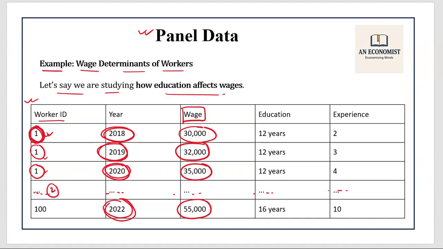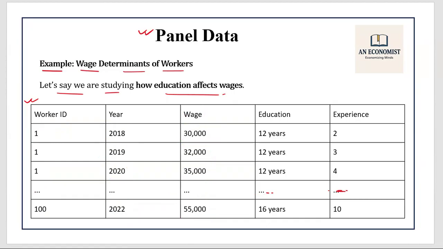So there will be a row where you will measure in 2018 what the wage will be, what the years of education will be, what the number of years of experience will be, and so on, all the way up to 100 workers. So you have altogether 100 workers in your factory, right? And for each worker, you will see what the variation of his wage will be, because wage is the dependent variable here, across different time periods.